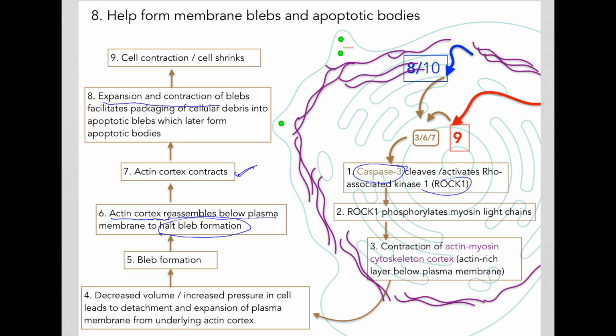So the expansion and contraction of blebs leads to the packaging of cellular debris into the apoptotic blebs, which later form apoptotic bodies. So by contraction and expansion, these things that are being broken down in this dying cell are packaged into apoptotic blebs that later form apoptotic bodies. Okay, so eventually, as this goes on, the cell contracts and shrinks, forming apoptotic bodies.